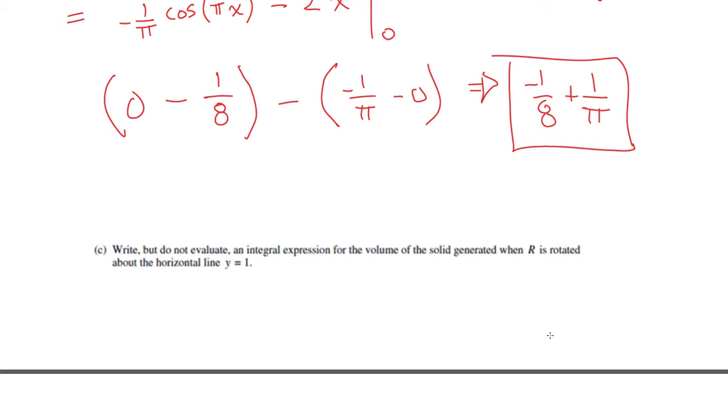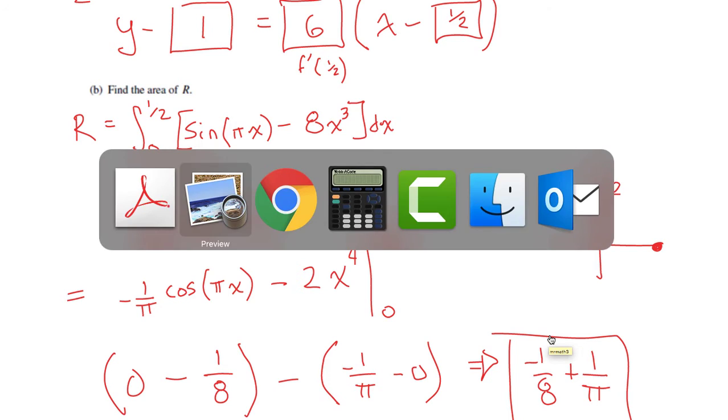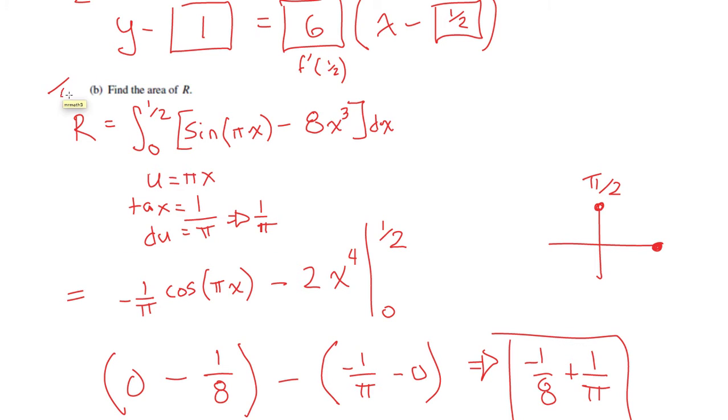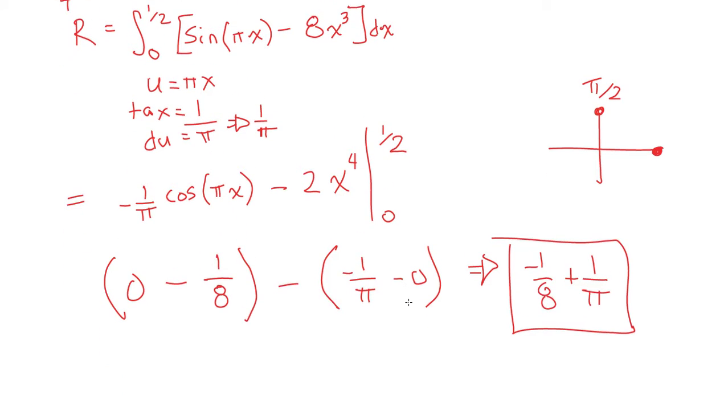Wait, how many points was that out of? So B, I believe, was out of 4 points. You got 1 point for setting up your integral, 1 point each for the antiderivative, so antiderivative of that one, 1 point, antiderivative of that one, 1 point, and 1 point if you found the answer, I think the 0 to 1.